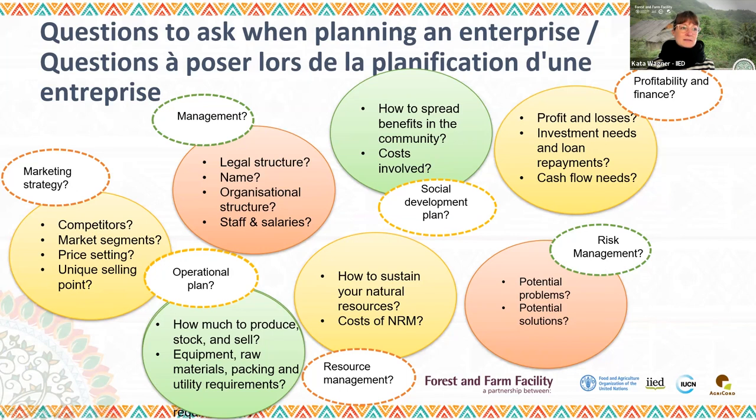What are the characteristics of your potential customers? How will you set the price for your product? What is unique about your product? And then you will have an operational plan. So how many units of your product do you plan to produce, stock, and sell? What are your equipment, raw materials, packing, and utility requirements?